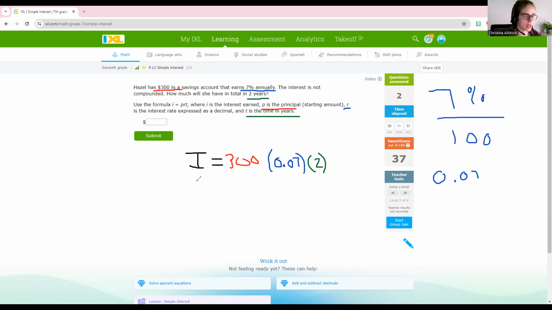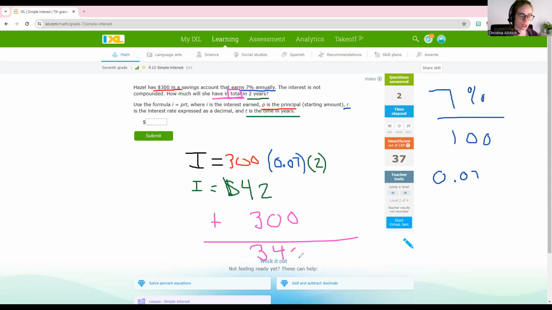All right, let's multiply this out, see what we get. So 300 times 0 and 7/100 times 2 gives us $42. All right, let's go back and read the problem and see if that's the answer we need, or if we need to do one more step to find the total. Our question says, how much will she have in total in 2 years? So we know that she gets $42 in interest. So if we add that to our principal, we will get the total amount in her account, which is $342 as our final answer.